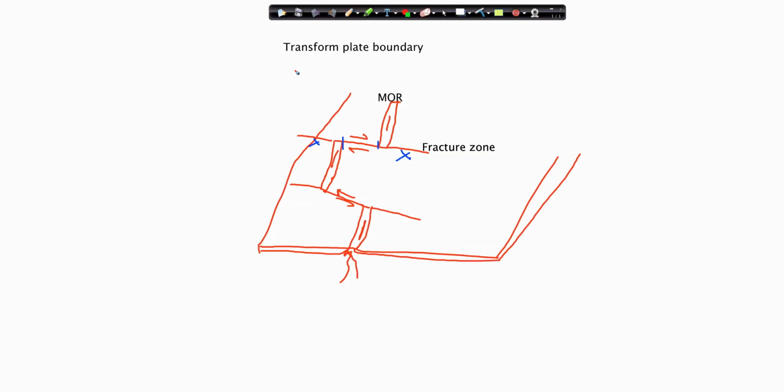So when you look at the map in the textbook, you should definitely look at how the transform plate boundaries link up the other different types of plate boundaries, just like in this picture here.